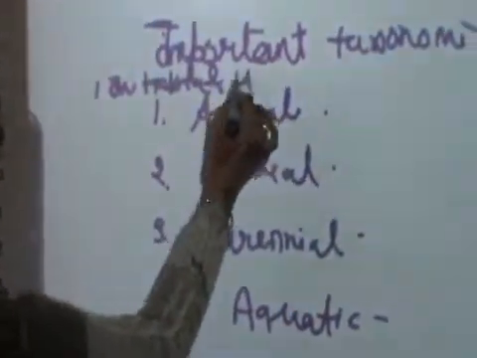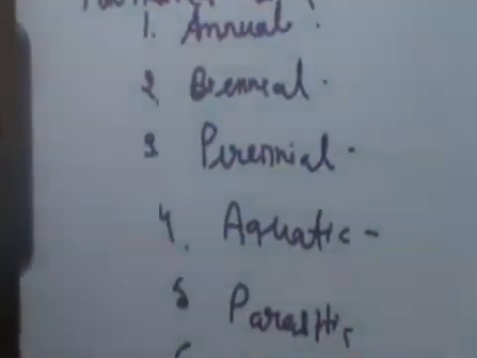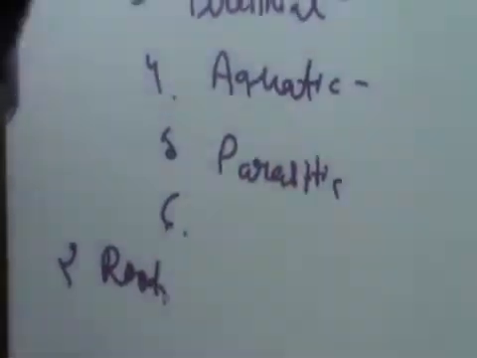Habit and habitat. Second, based on root. There are two types of roots. Number one, taproot or adventitious root. Taproot is found in dicotyledons, and adventitious root is found in monocotyledons.